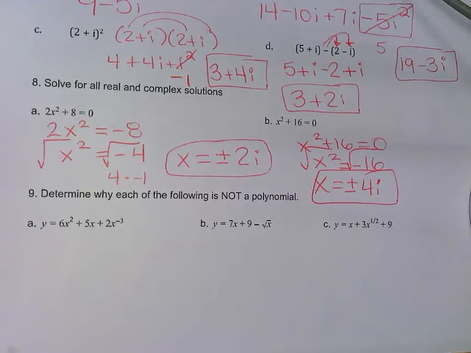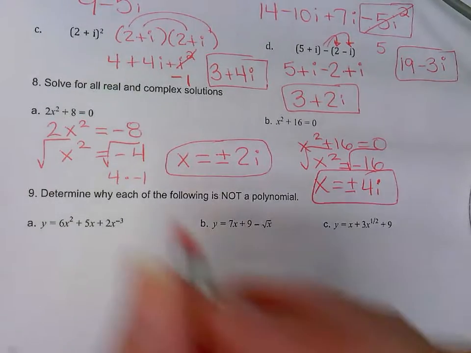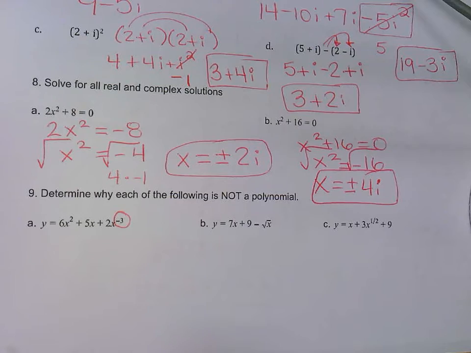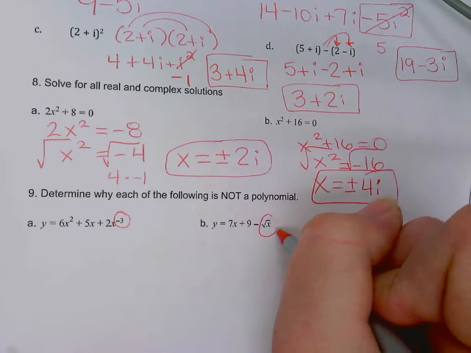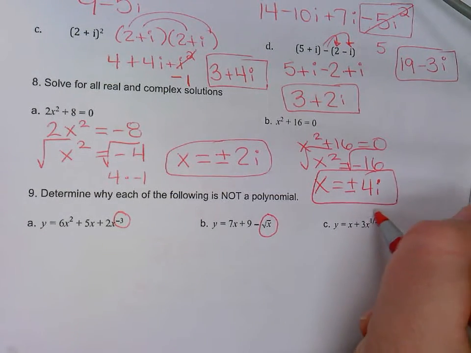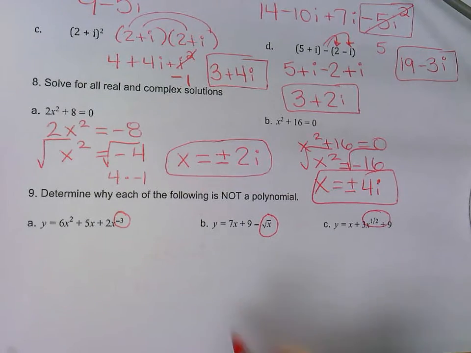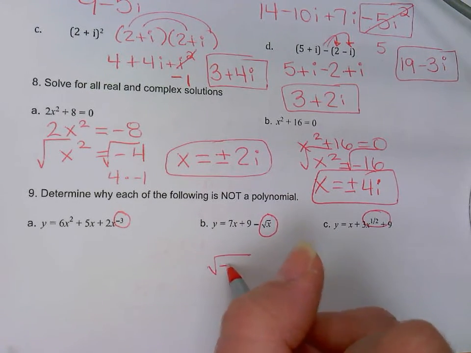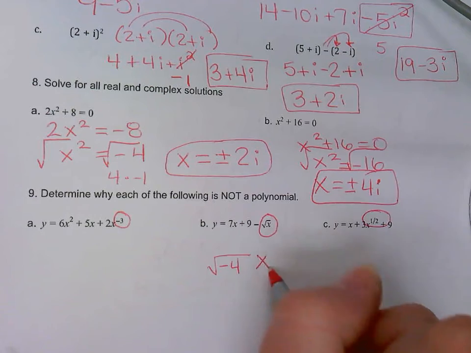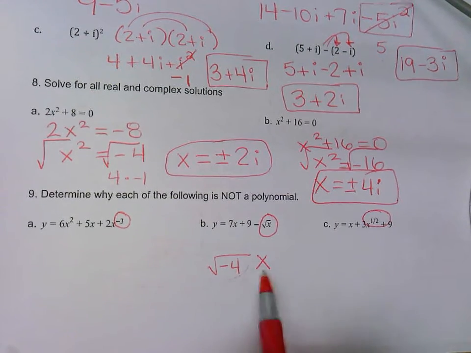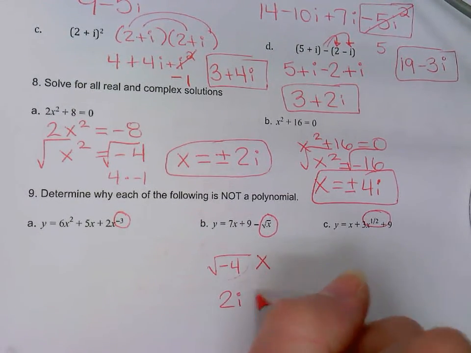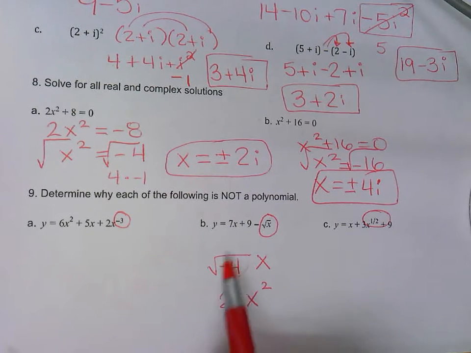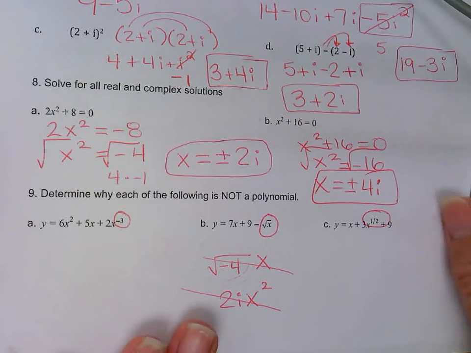Why is each not a polynomial? So we've got a negative exponent, an x that's trapped under the square root, and a fractional exponent. The other thing that it cannot be is an imaginary coefficient. So if you had like 2i x squared or the square root of negative 4 with the x outside, these also would discount this from being a polynomial function.